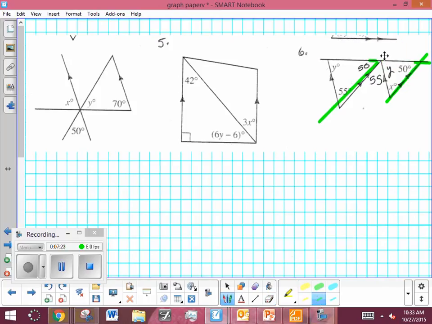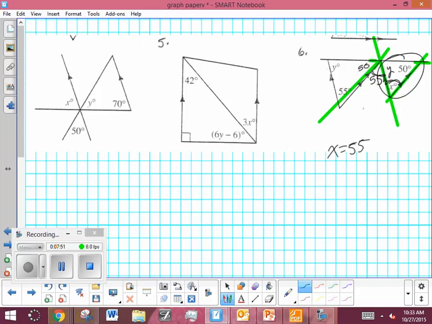If I look at those parallel lines and that transversal, we get this angle here and that angle there to be alternate interior. So now I got x to equal 55. Okay. Now if x is 55, there's a couple different ways I can find y.